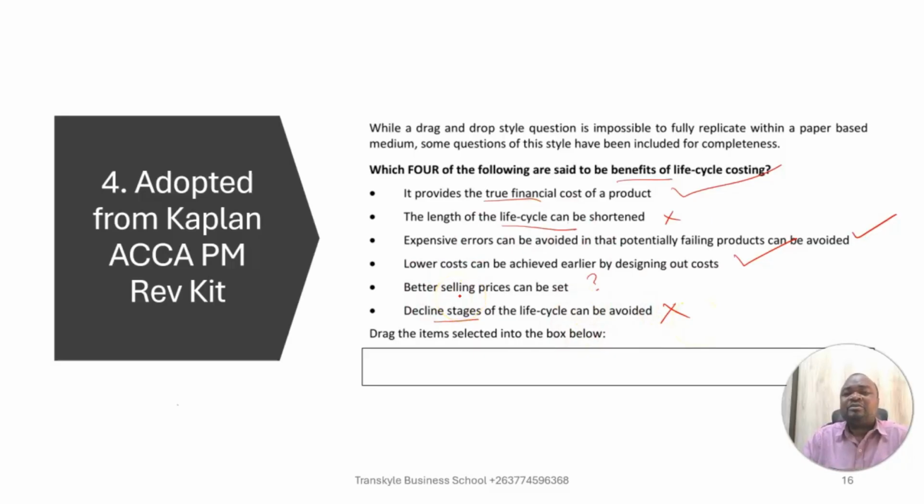Then let us come back to better selling prices. I feel life cycle costing gives us clearer lenses on the behavior of the product. And now that we have got the true cost information, we are in a better position to set a price that is competitive, but at the same time giving us some profitability. So we have more information, so we can set better selling prices, which are going to ensure that we are competitive, but at the same time profitable.